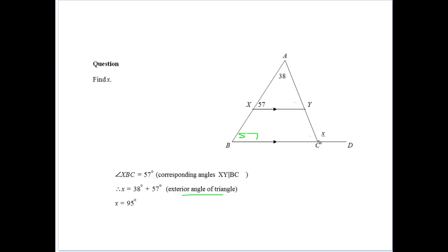Not necessarily wrong to do the other way, because it will get you the right answer, but try and do it the most efficient methods possible.